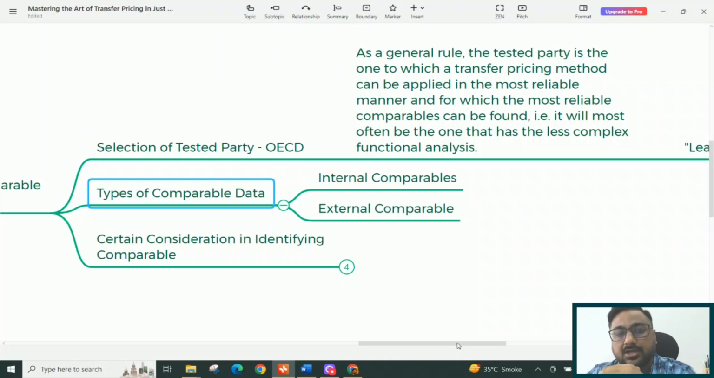And the second type of data is external comparable data. That is where you have to search on the public database or whatever portals are available which have this type of data, and appropriately you can analyze those third party situations and compare that with your particular transfer price. So these are called external comparable data. Now I hope it is easy to understand internal comparable data and external comparable data.